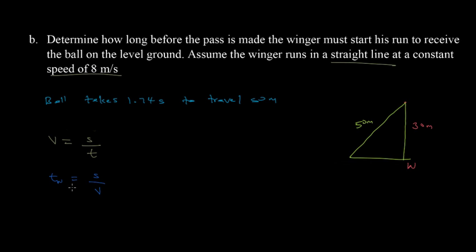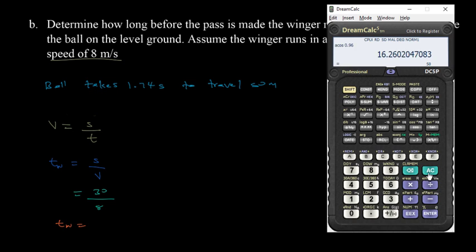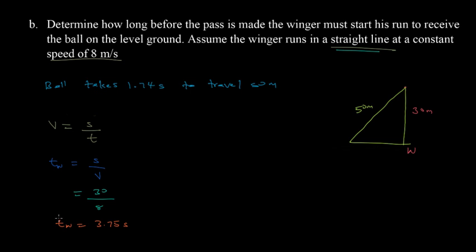So this now would be 30 meters divided by his speed, which is also equal to his velocity since he's running in a straight line, 8 meters per second. And we see from this that the time for the winger to run 30 meters to meet the ball would be 30 divided by 8, which is 3.75 seconds. So the time for the winger to reach the ball would be 3.75 seconds.